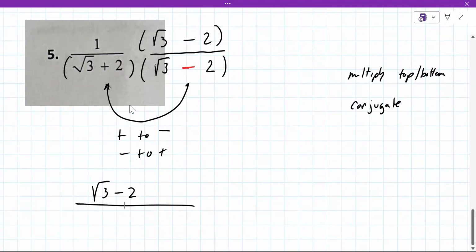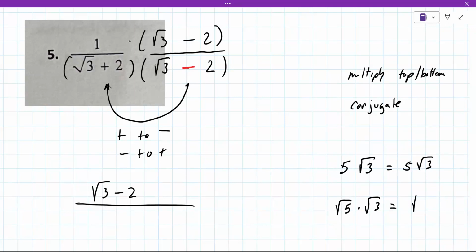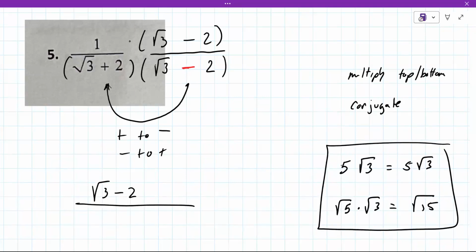If that one up there were to be a 5, would that rad 3 become rad 15, or would it just become 5 rad 3? Yeah, so here's what you're asking me. 5 times the square root of 3 is 5 times the square root of 3. Now, the square root of 5 times the square root of 3 is the square root of 15. That's the difference, because then you can just combine like terms.